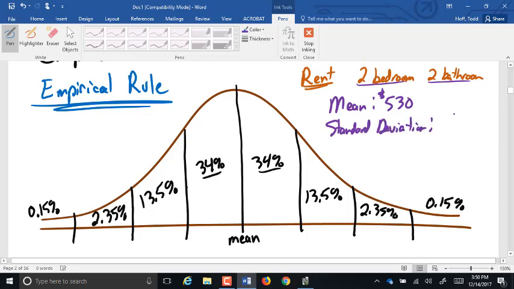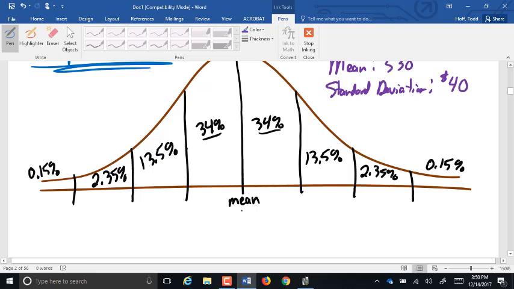The standard deviation is $40. What that means, the center of this curve is $530. That's the mean. Each step we go to either side is either adding or subtracting the standard deviation. As we go to the left, to get to this point, we will subtract the standard deviation. So it's 530 minus 40. That would be 490.